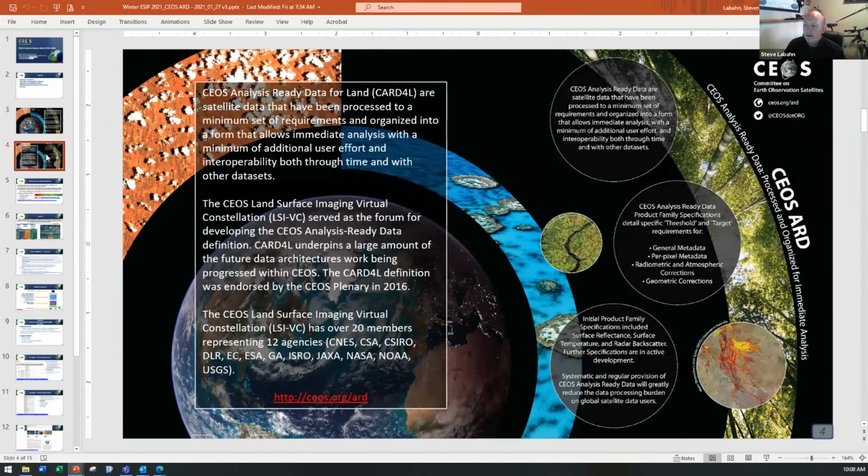And so within the LSIVC, we've developed a definition for what we mean by CEOS analysis ready data for land. And I'll just read that out here: we believe these are satellite data that have been processed to a minimum set of requirements and then organized into a form that allows for immediate analysis with a minimum amount of additional user effort, and keeping in mind interoperability both through time and with other data sets.